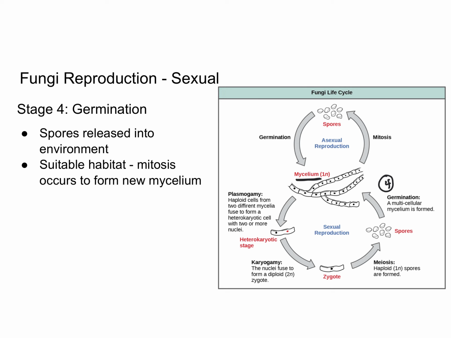So the spores might go through mitosis. We'll write mitosis here. So this arrow kind of represents mitosis. And you can see that, remember here, the spores here are 1N, and the mycelium is also 1N. So these haploid spores go through mitosis in order to form the haploid cells of a mycelium.